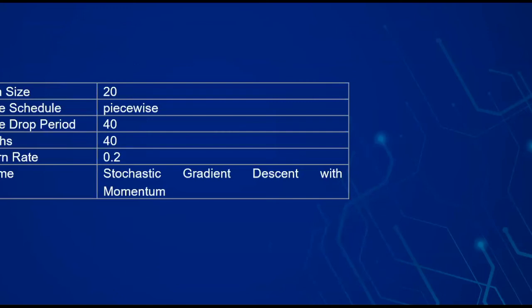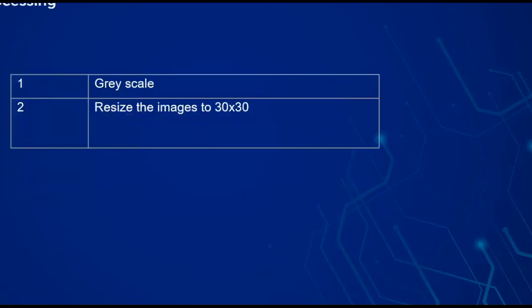The hyperparameters used for our experiment are the same for 2D and 3D classification, as I said, just to have a fair comparison. We use 20 as the mini batch size. The learning rate schedule is piecewise. Learning rate drop period is 40. Max epochs is 40. Initial learn rate is 0.2. Solver name is stochastic gradient descent with momentum.